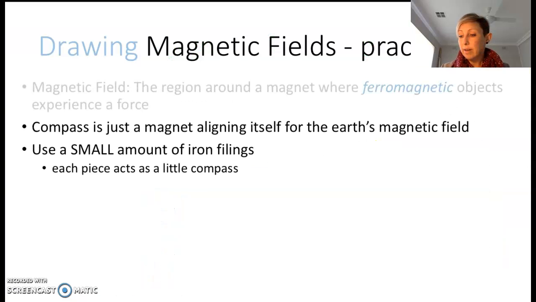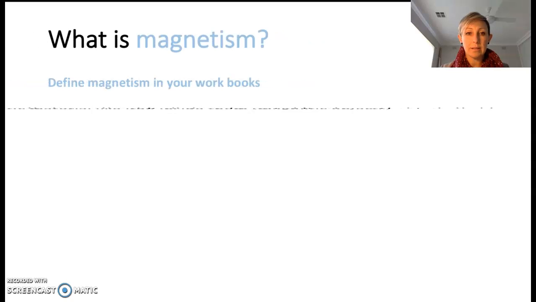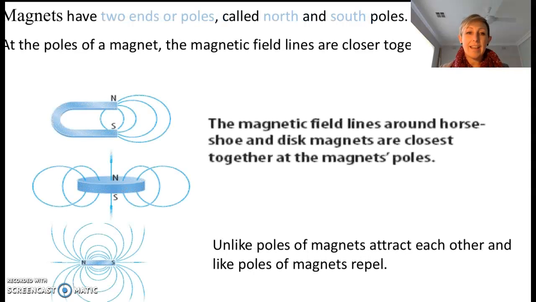Let's just have a look at what is magnetism itself. A magnet is usually iron, and it has a magnetic field around it, and different materials called ferromagnetic materials will respond to that magnet or be attracted to it. Here are some diagrams of magnets. Firstly, a horseshoe magnet, as you can see here, and then the bar magnet. These are the two that we've used in class.